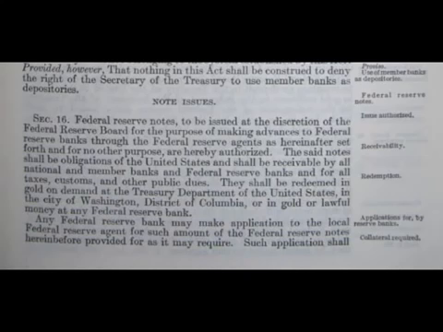Therefore, Congress was required to write the remedy from elastic currency into Section 16 of the Federal Reserve Act. "They shall be redeemed in gold on demand at the Treasury Department of the United States, or in gold or lawful money at any Federal Reserve Bank."